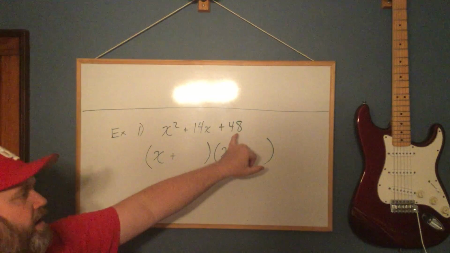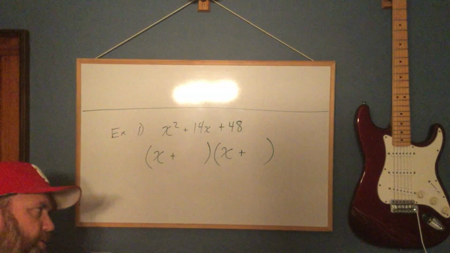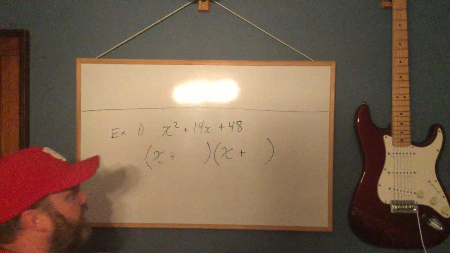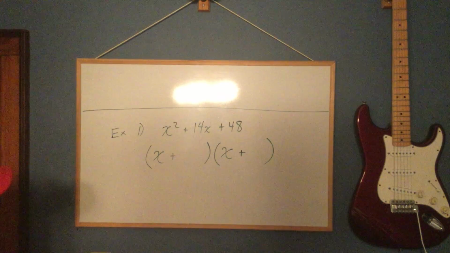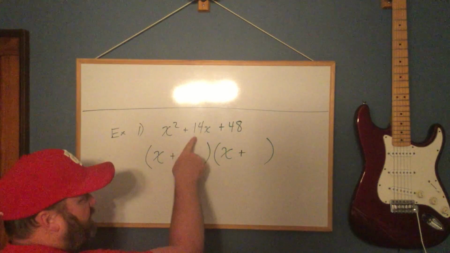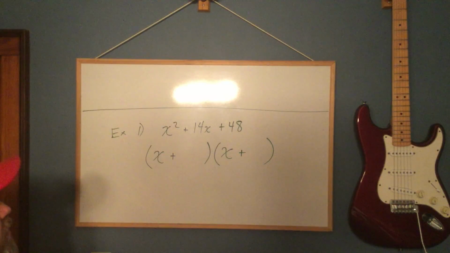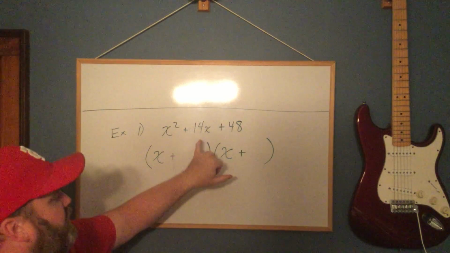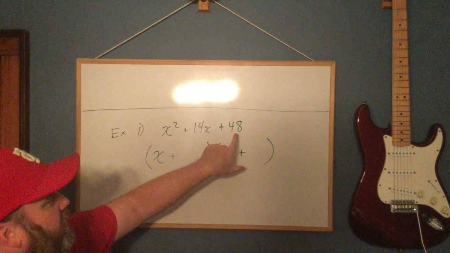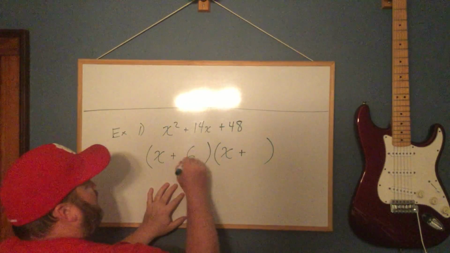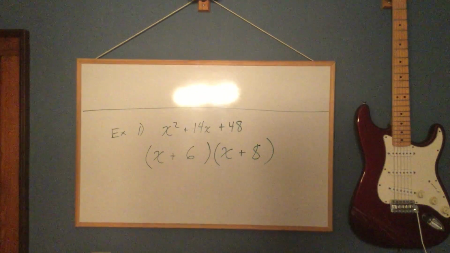Well, start thinking about your factors of 48. 1 and 48, add those, you get 49. 2 and 24, add those, you get 26. So it's not 14 yet. 3 and 16, add those, you get 19. So we're getting closer, but we're not there yet. 4 and 12, add those, and you get 16, so it's still not the 14 that we want. 5 doesn't go into it, 6 goes in 8 times, 6 and 8 is 14, so put in a 6 and an 8, and there are your two factors, okay?